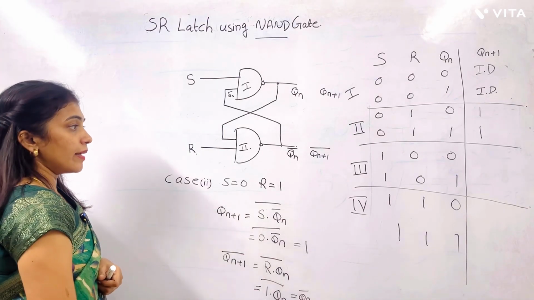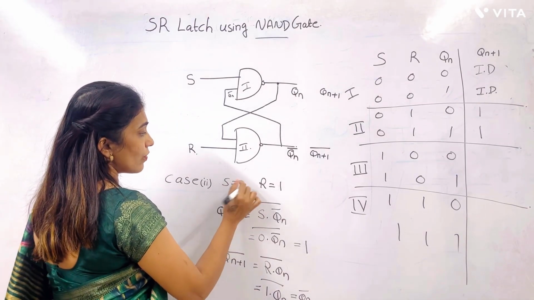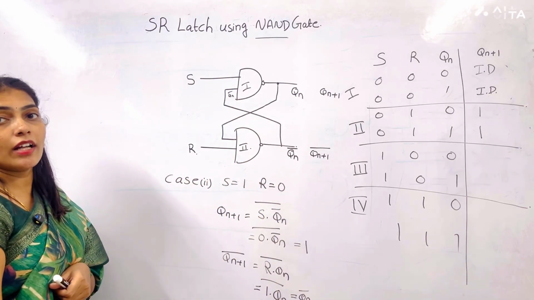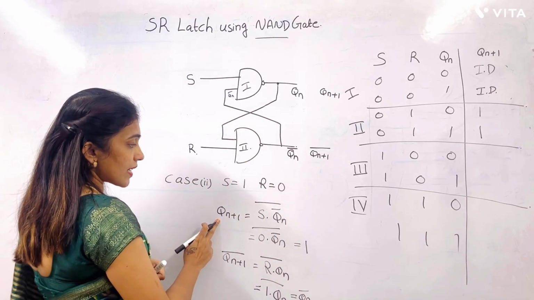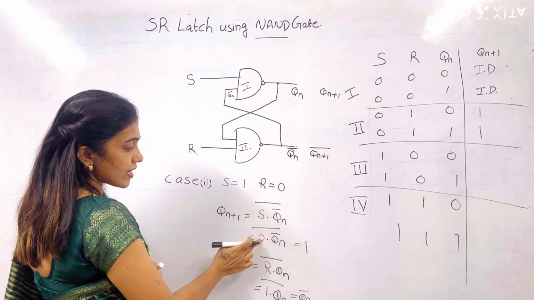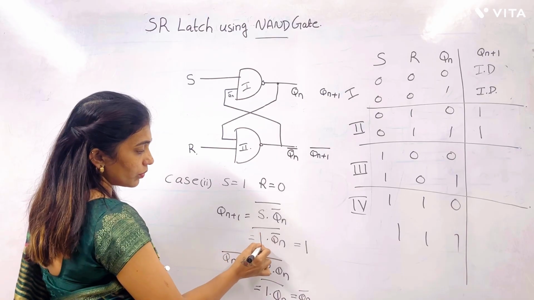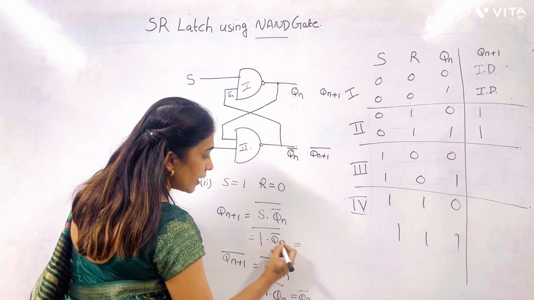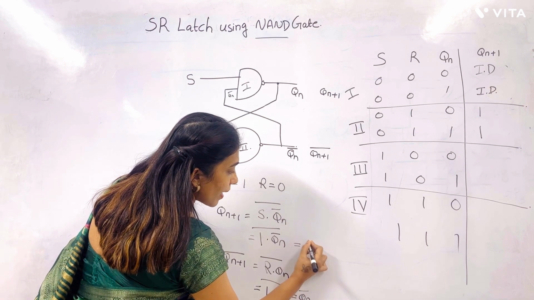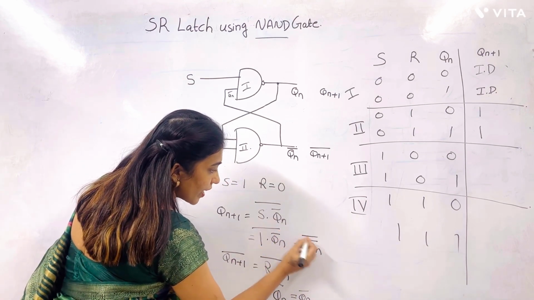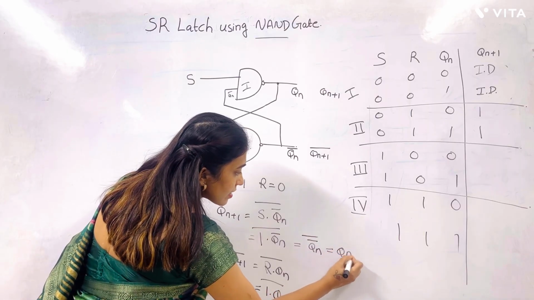Next, case 3. Case 3, S value 1, R value 0. So Qn plus 1, same thing, S into Qn bar whole bar. So substitute S value as 1 now. 1 into Qn bar, that is Qn bar. Again it has the bar, so Qn double bar, that is Qn.